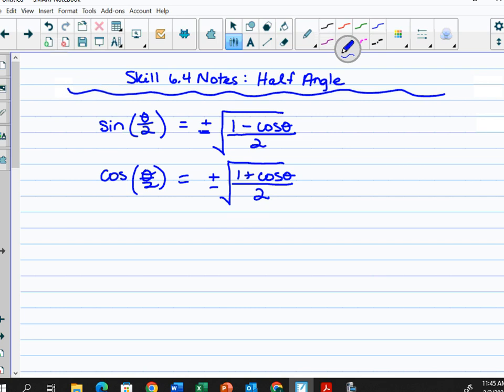Okay, then tangent of theta over 2. We know tangent is sine over cosine, right? So the formula for this is actually just the sine one over the cosine one. And when you simplify that, it's 1 minus cosine theta over 1 plus cosine theta. Give me a second to jot those down.